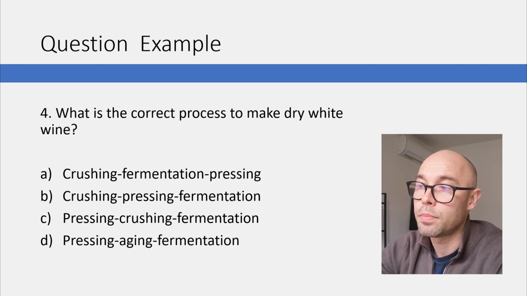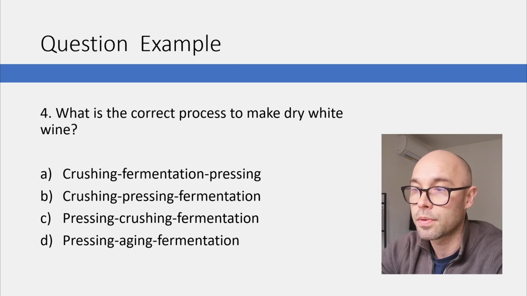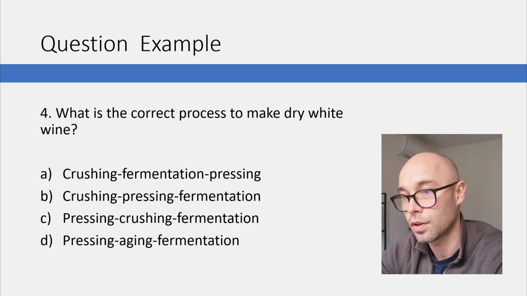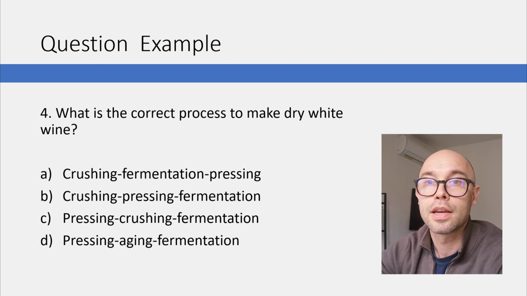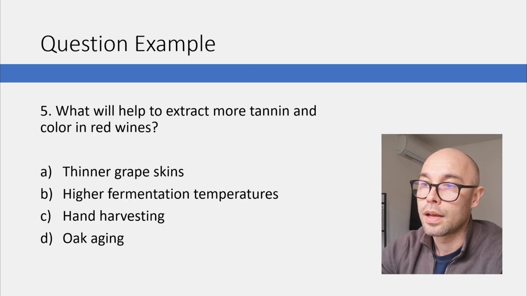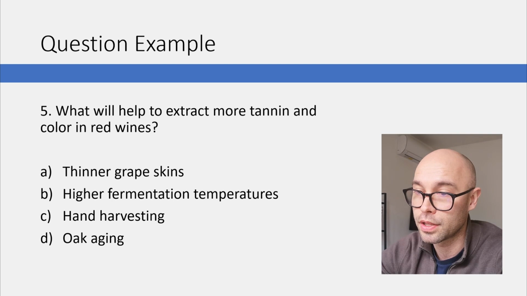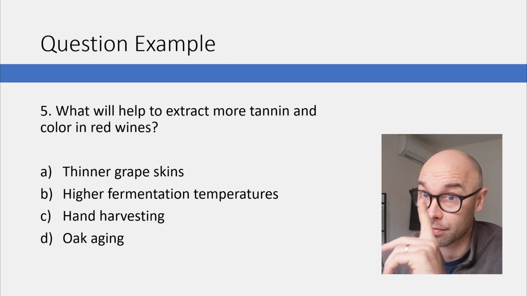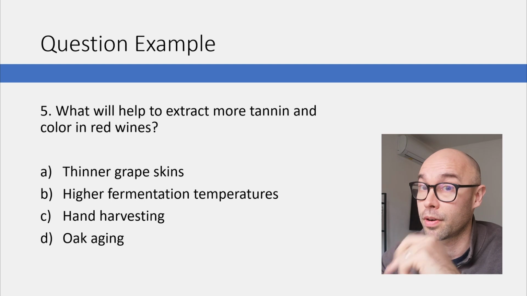What is the correct process to make dry white wine? Crushing, fermentation, pressing; crushing, pressing, fermentation; pressing, crushing, fermentation; pressing, aging, fermentation. The correct answer is B, crushing, pressing, fermentation. What will help to extract more tannin and color in red wines? Thinner grape skin, higher fermentation temperature, hand harvesting, oak aging. The correct answer is B, higher fermentation temperatures. And also, remember, managing, pumping over and punching down.